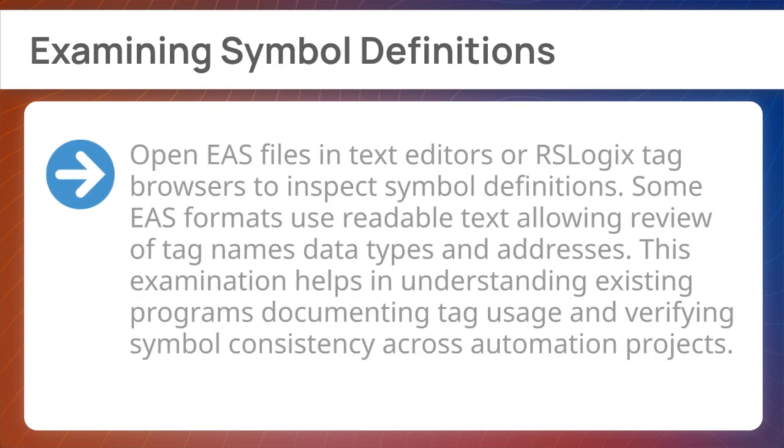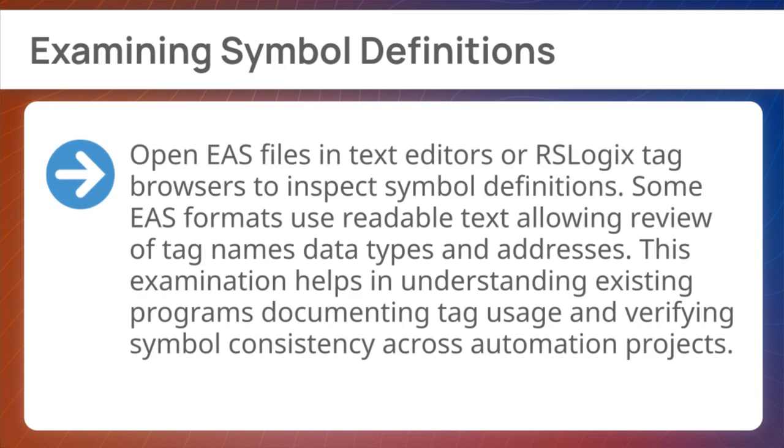Finally, examining symbol definitions. Open EAS files in text editors or RSLogix tag browsers to inspect symbol definitions. Some EAS formats use readable text, allowing review of tag names, data types, and addresses. This examination helps in understanding existing programs, documenting tag usage, and verifying symbol consistency across automation projects.